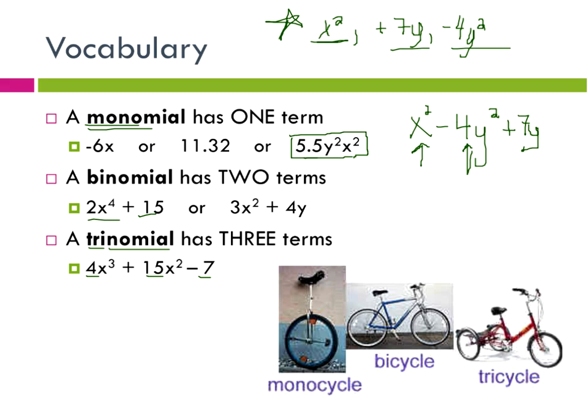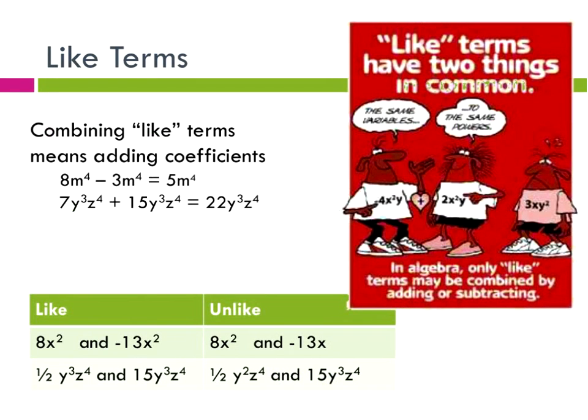Otherwise, again, monomial, binomial, trinomial are other types of polynomials. They are polynomials that we're going to be looking at and working with. And so what we're going to be doing with these when we add and subtract is we're actually going to be looking to combine like terms.